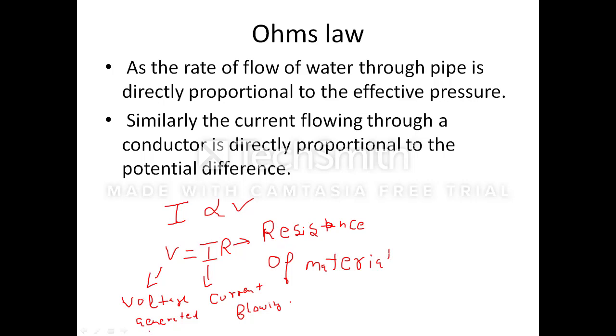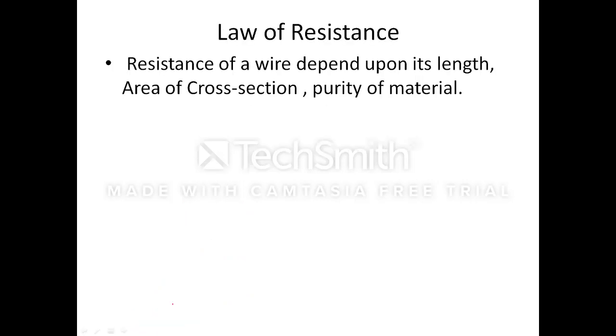Now the next topic is law of resistance. Resistance of a wire depends upon its length, area of cross section, and purity of material. Basically, the resistance of a wire, that is R, is directly proportional to its length L, and resistance of a wire is inversely proportional to the area of cross section, that is 1 by A.